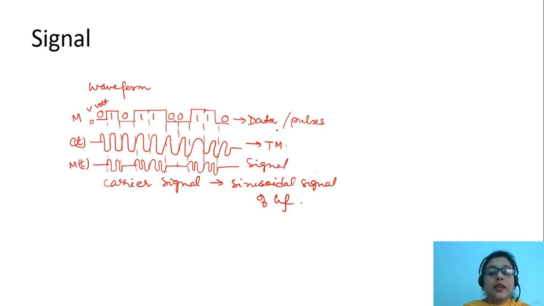This is the data, M is the data and its corresponding signal is M(t). So whenever the data is converted to a waveform to be able to be passed through the transmission medium as per the signaling condition or the frequency that is supported by that particular transmission medium, we call it a signal.